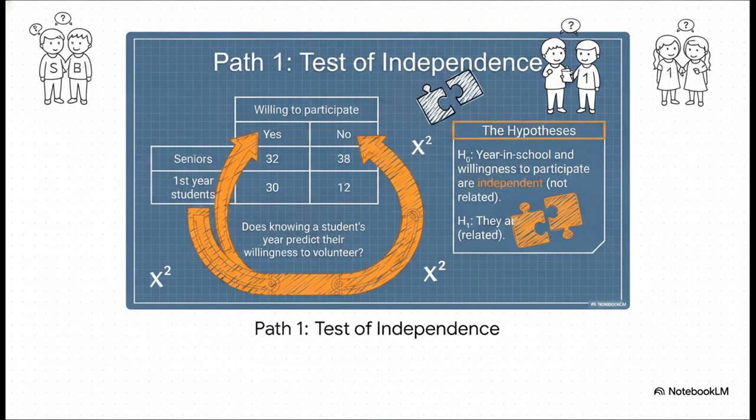Let's start down path 1 with a real-world example. Picture a study looking at first-year college students versus seniors. We want to know, does knowing a student's year in school actually predict their willingness to participate in a slightly risky experiment? We have 2 categorical variables playing here, year in school and willingness to participate. We are testing to see if one is contingent on the other.